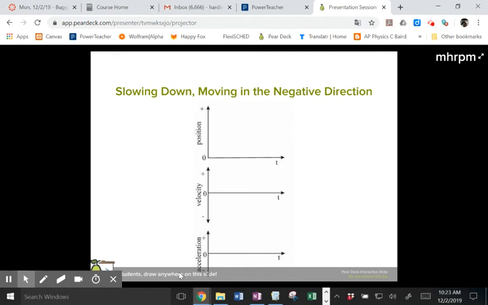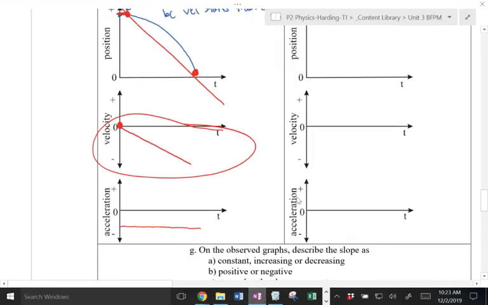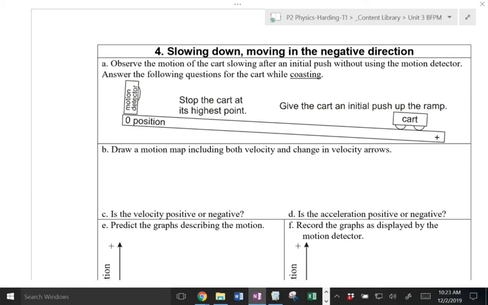Number 4 says slowing down, moving in the negative direction. So I'm going to move the detector over to here. And I'm going to start the cart out down here at the bottom of the ramp. I'm going to give it a push. And I'm going to stop it at the highest point. Okay, so you're watching. Push, pounce.